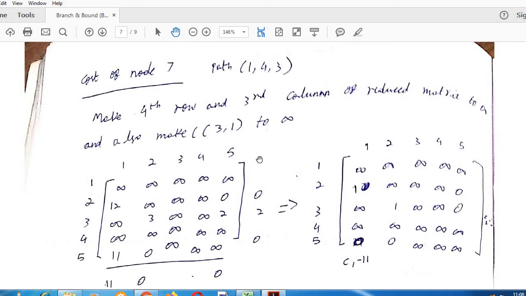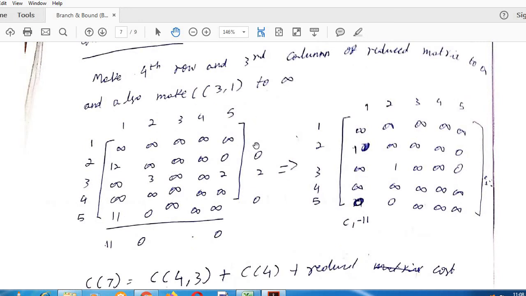So I will apply row minimization and column minimization. When I apply row minimization, I will get a minimum value of 2 at the third row, and I will get a minimum value of 11 at the first column. Then I will subtract from that particular row and column the minimum value of that particular row or column. So I will subtract all the third row elements by 2, and I will subtract all the first column elements by 11. When I subtract, I will get this particular reduced matrix.